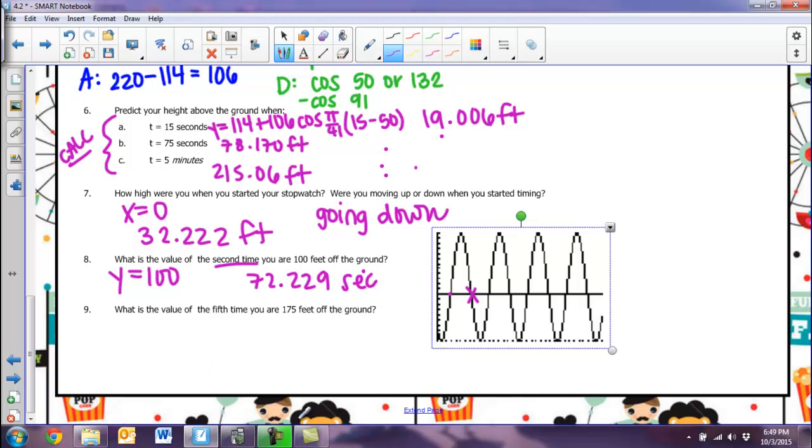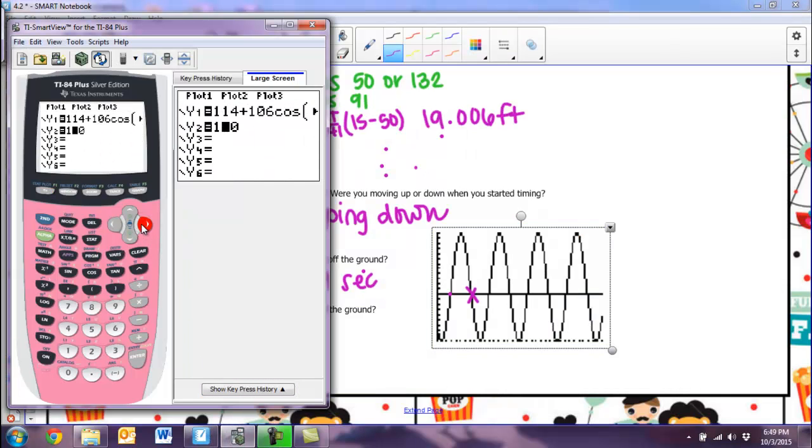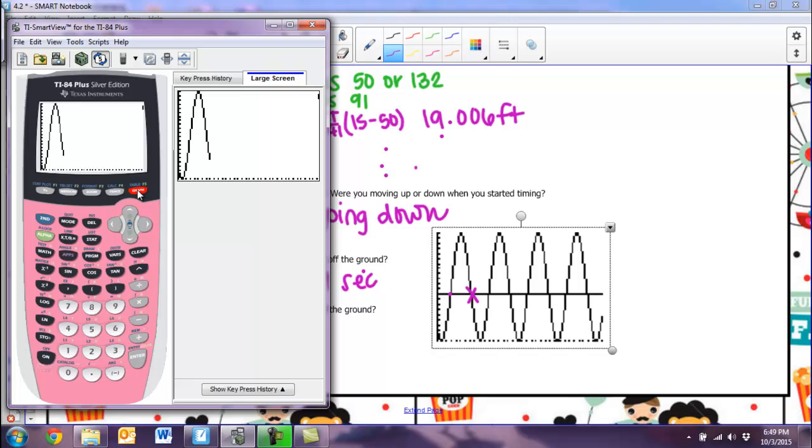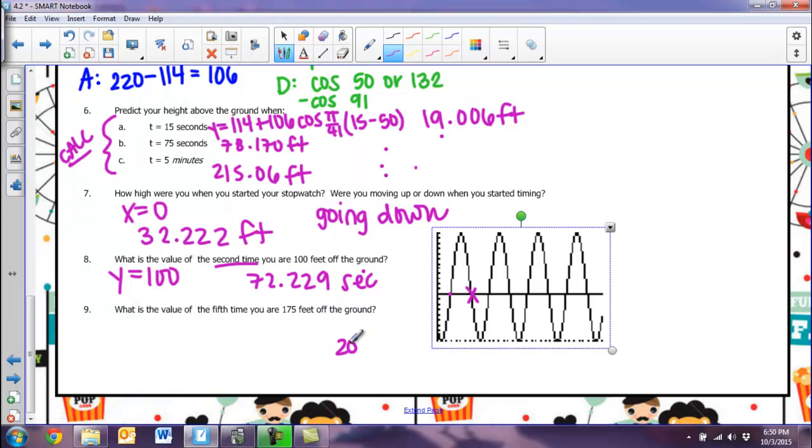And you can do that same thing for this next one. If you wanted to find out where it's 175, you just go down, change this to be 175. And again, you're trying to find the 5th time that you're that many feet off the ground. Let it graph. Second trace, number 5. And again, I want the 5th time. So this is 1, 2, 3, 4, 5. Get kind of close to it, press enter 3 times, and you would find out that that happened at 201.502 seconds. Okay, and so again, we typed in y equals 175.